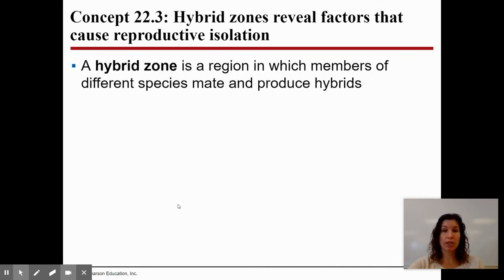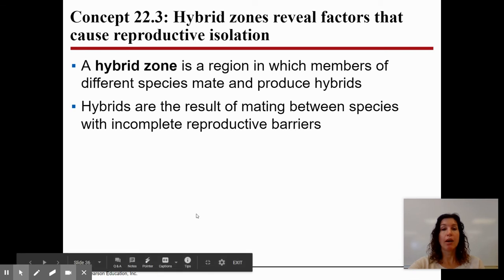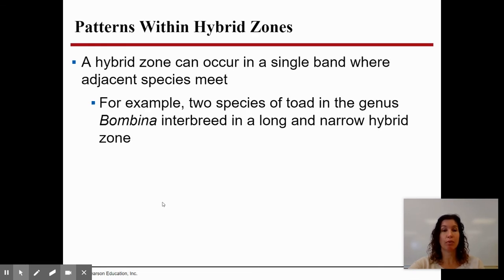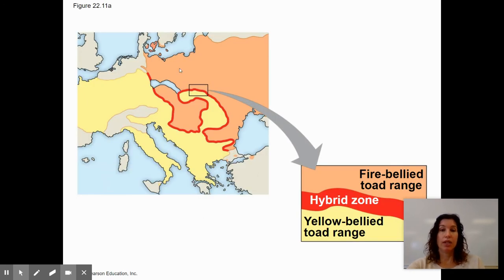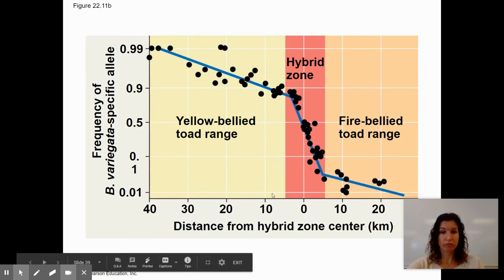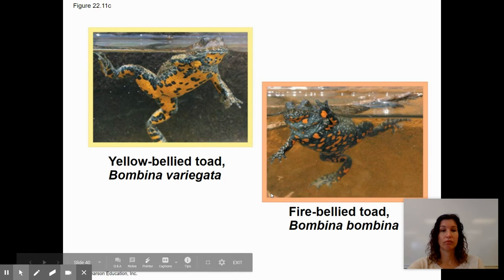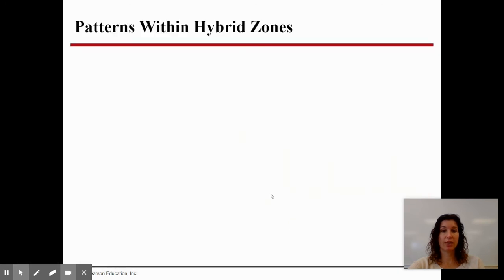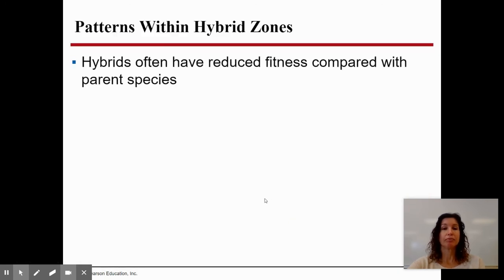All right, a hybrid zone is a region in which members of different species mate and produce hybrids. Hybrids are the result of mating between species with incomplete reproductive barriers. So it can occur in a single band where adjacent species meet. So you can see right here is a hybrid zone between fire-bellied toads and yellow-bellied toads. There's the difference you can see between the 2 toads.